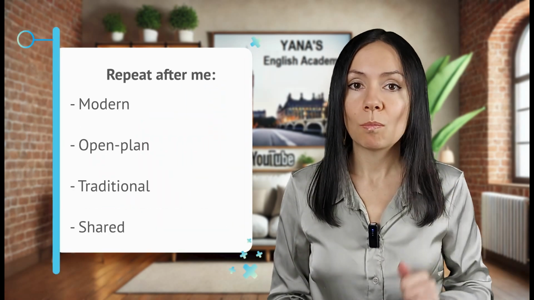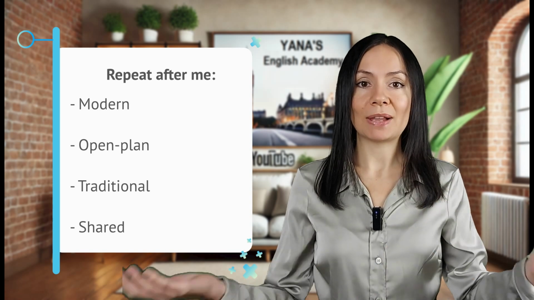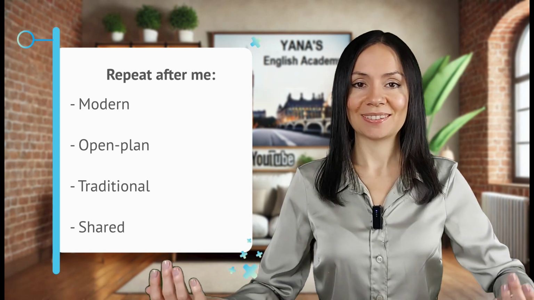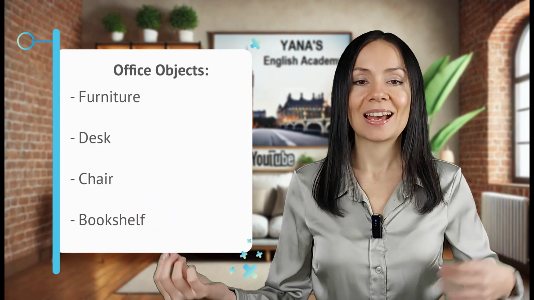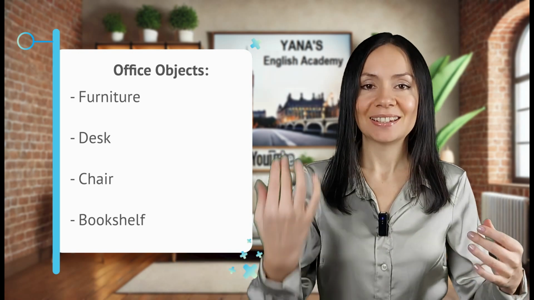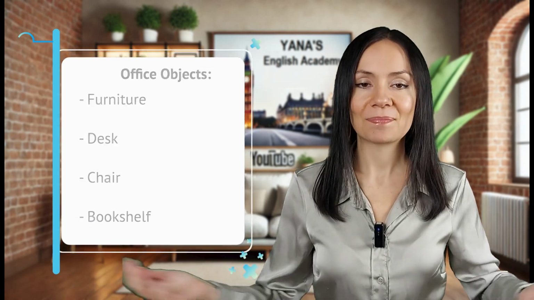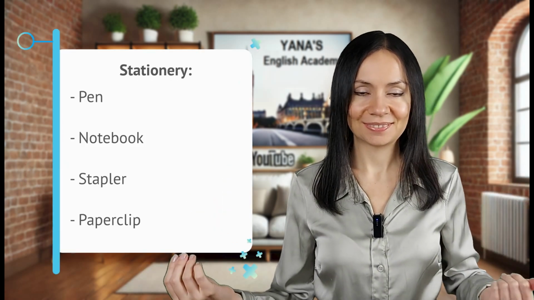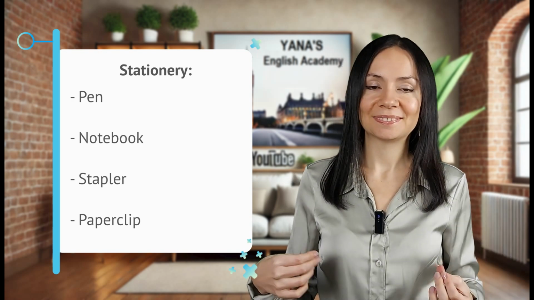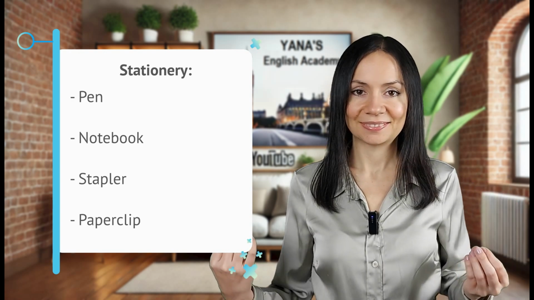Now let's go over some vocabulary that can help you describe your office and objects within it. Repeat after me. Modern, open plan, traditional, shared, office objects, furniture, desk, chair, bookshelf, stationery, pen, notebook, stapler, paperclip.